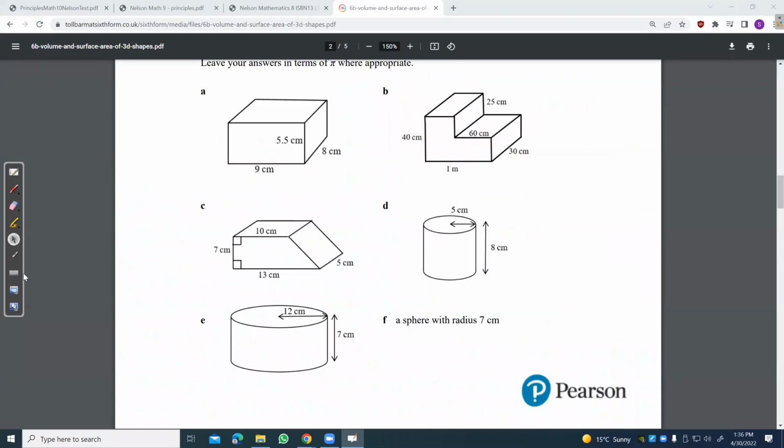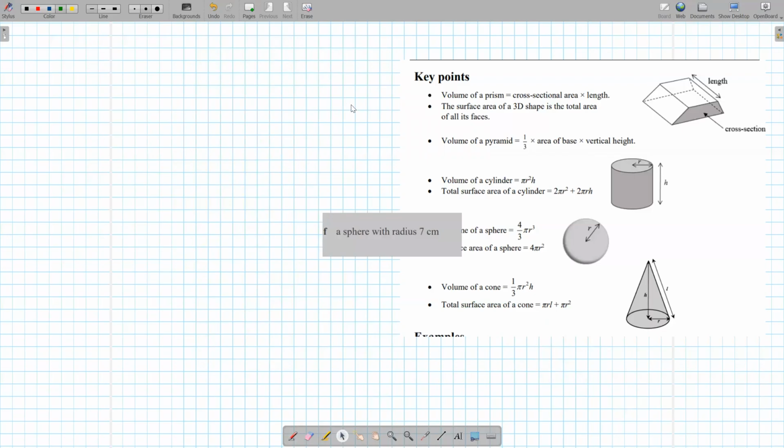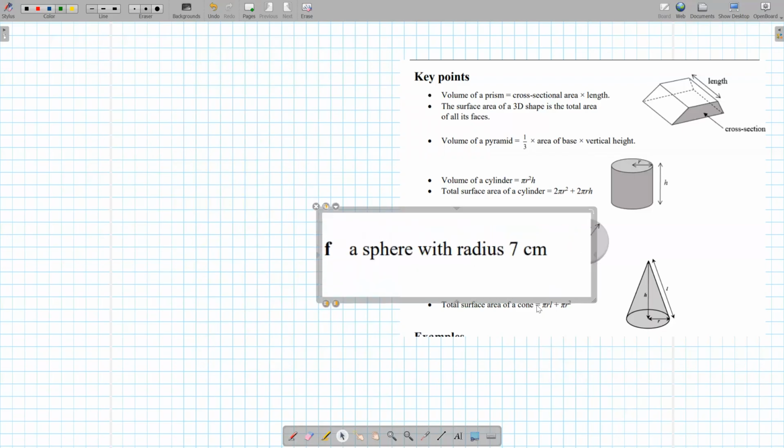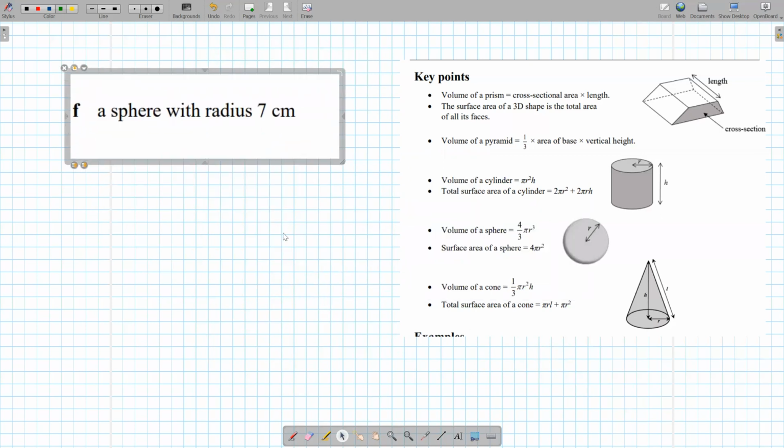So that was C. D is pretty simple. We've done that. Let's try this one. D and E are just cylinders, yeah? The volume is just going to be base area times height, so pi r squared times h. Let's look at this one. Now we have a sphere. A sphere is a circle in 3 dimensions.